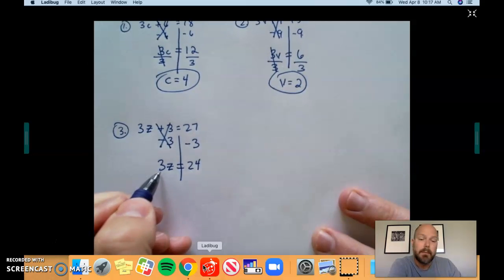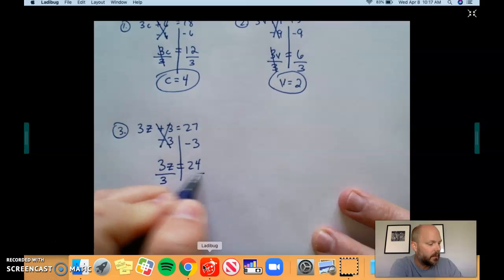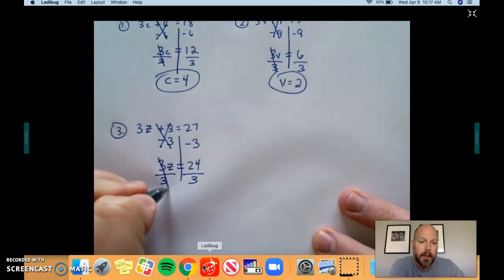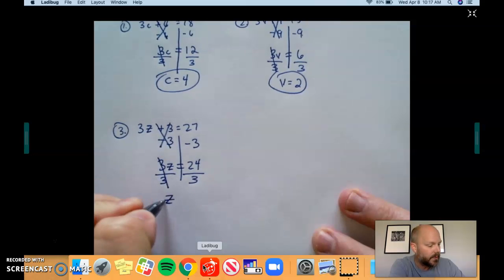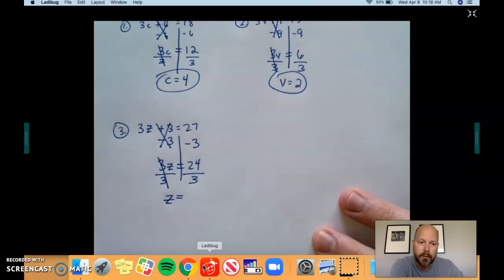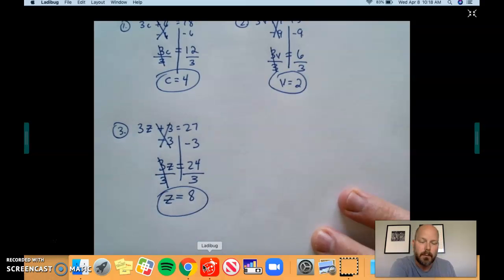And then this is a multiplying 3, so to get rid of this 3, you divide by 3, divide by 3. These 3's cancel out. Bring down your z because that's all you have left. Equals, and 24 divided by 3 is 8. Okay? That's my final answer.